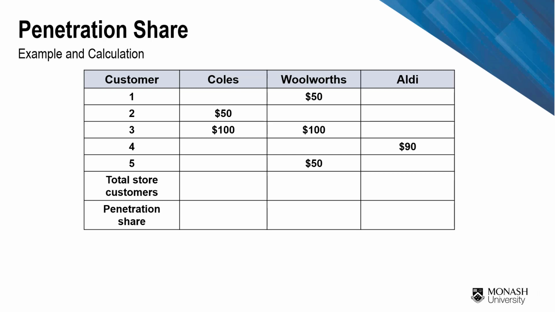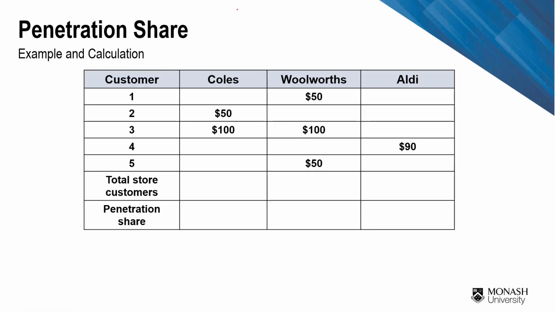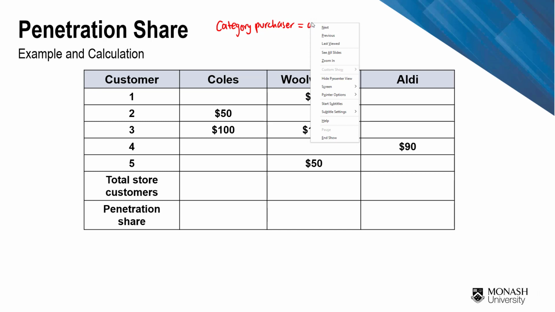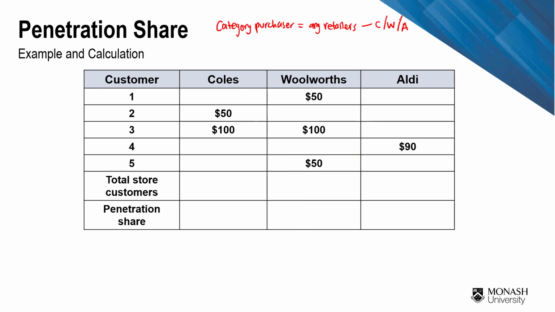Let's take a look at the example that we did just now. In this example, there are 90 category purchasers out of 100 total population size. So the market penetration is 90%. Now, what is the category here? The category purchaser is basically anyone who shops in any retailers. That's going to be counted. They either shop in Coles, or they shop in Woolies, or they shop in Aldi, or they shop in both of them. But as long as they shop in any one of those, they are considered category purchasers.